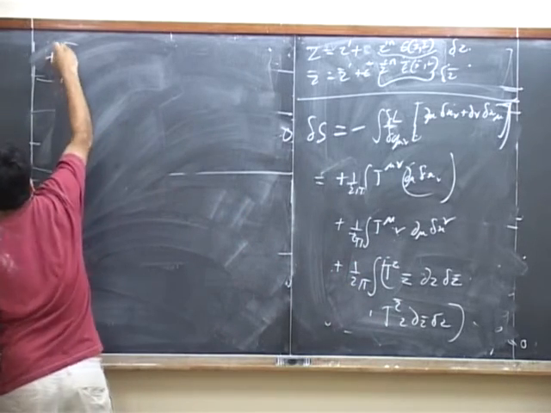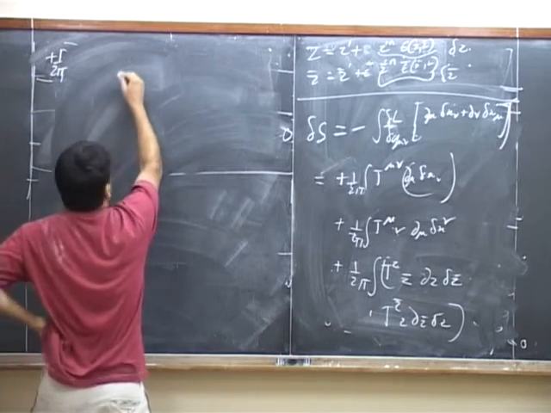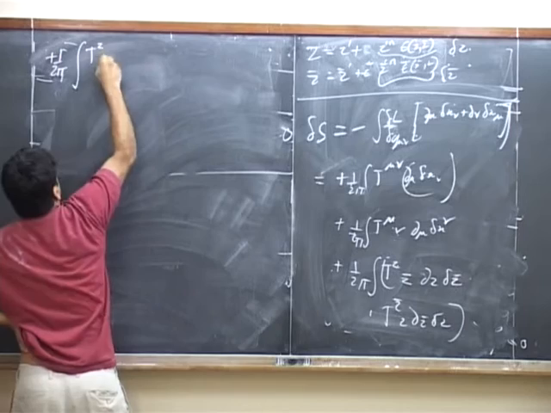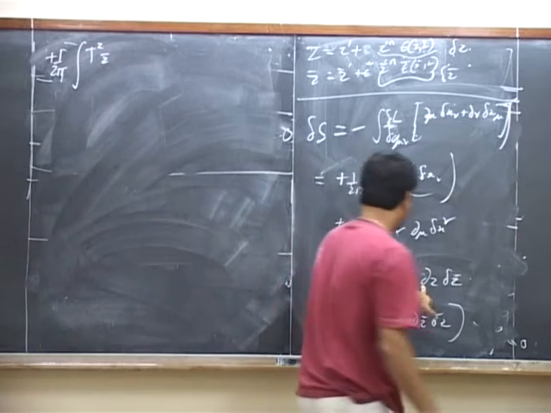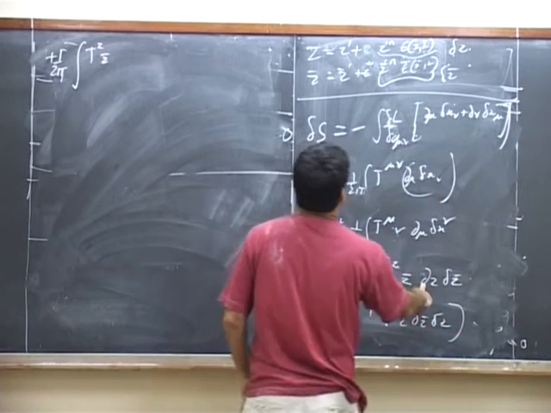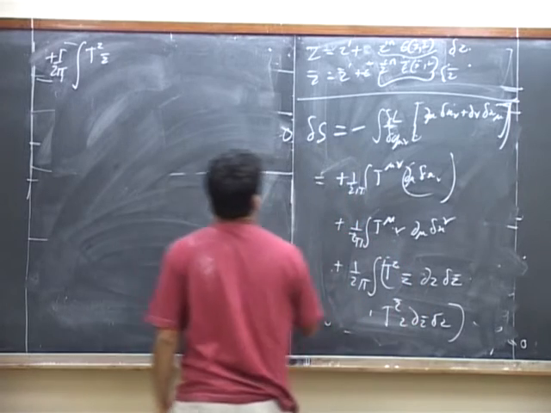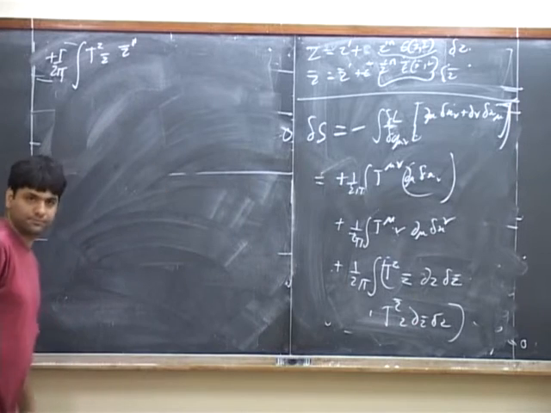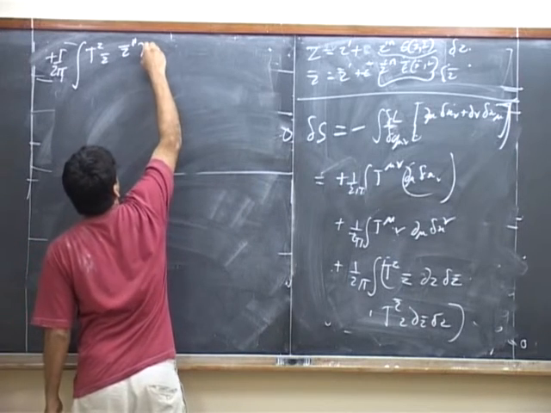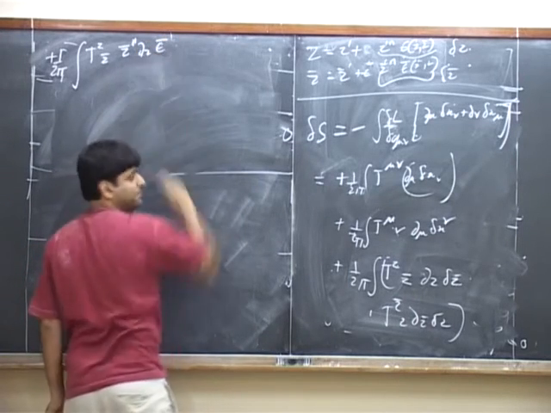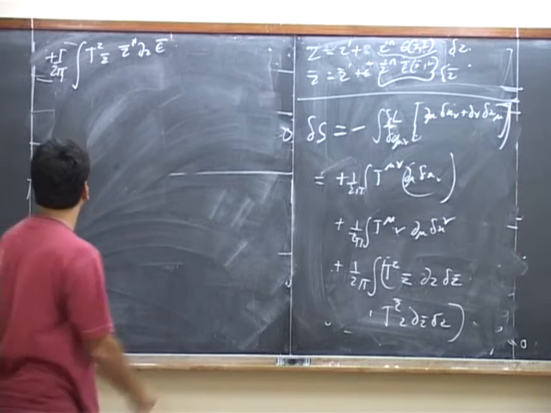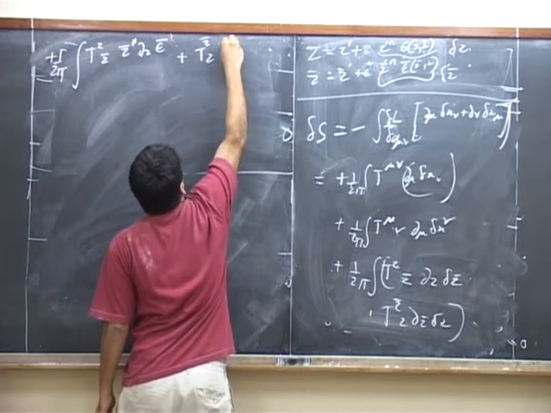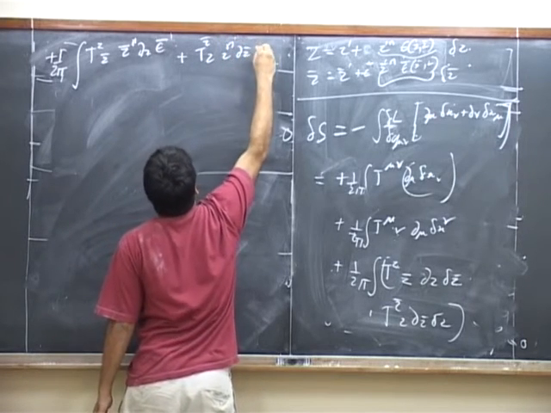So this is plus 1 by 2 pi. Now T z bar. Then this is what? This is z bar to the power n times del z of epsilon bar plus dz bar z to the power n del z bar of epsilon.